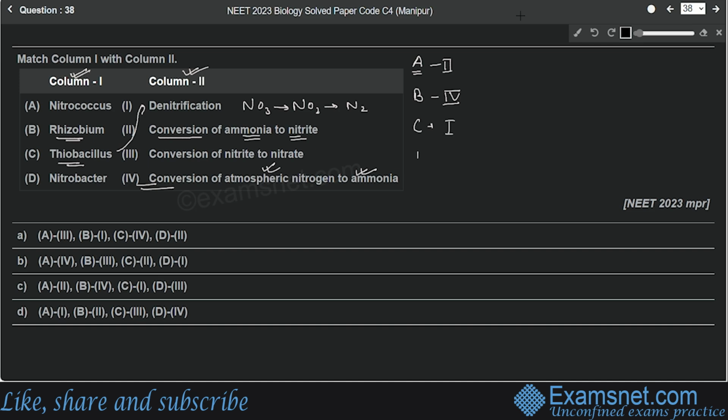And the last one is Nitrobacter, and the correct match for Nitrobacter will be number 3, conversion of nitrite into nitrate. Okay, Nitrobacter is a genus of bacteria that plays an important role in the nitrogen cycle where they convert nitrite into nitrate. So according to this, the correct option should be option number C. Okay, option number C is the correct answer.